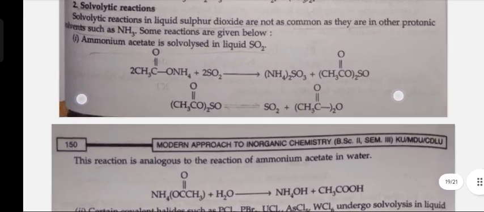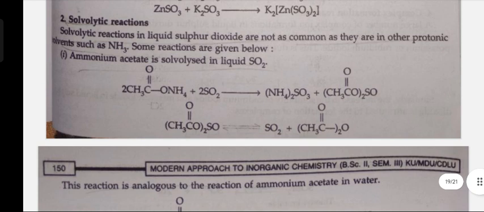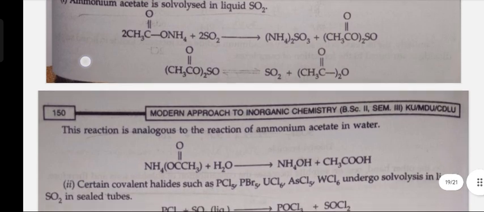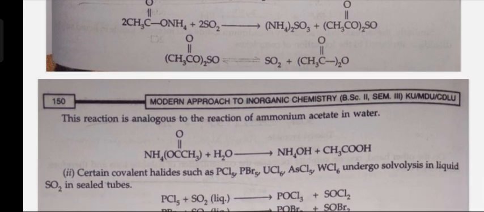The second type of reactions are solvolytic reactions. In liquid sulfur dioxide they are not as common as they are in other protic solvents such as liquid ammonia. Some reactions are given below. Ammonium acetate is solvolyzed as given below. It has the formula as seen in the diagram.